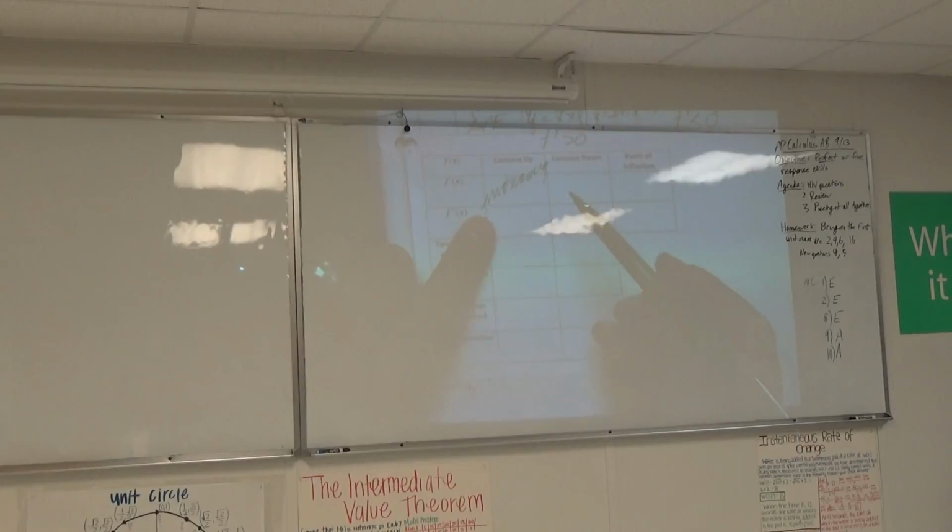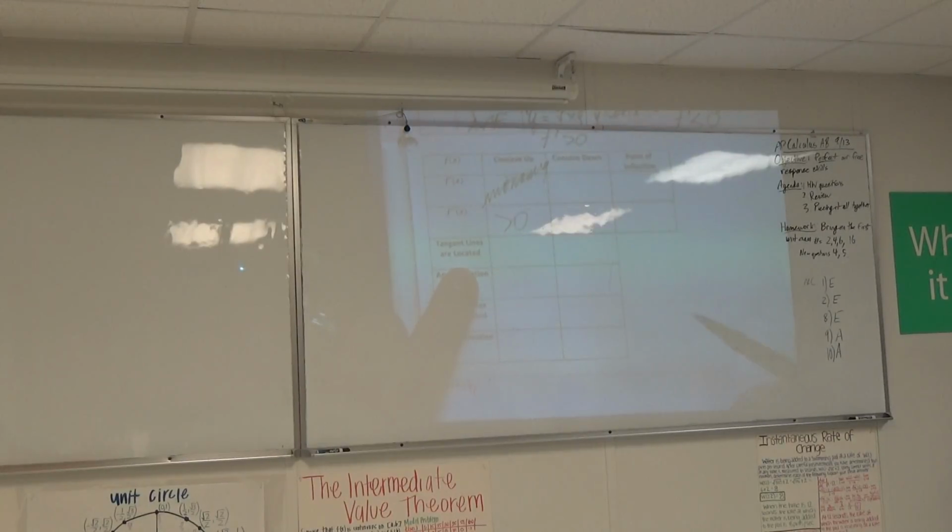All right, if f is concave up and f prime is increasing, then f double prime has to be positive. Has to be positive. All right, and tangent lines are located where?